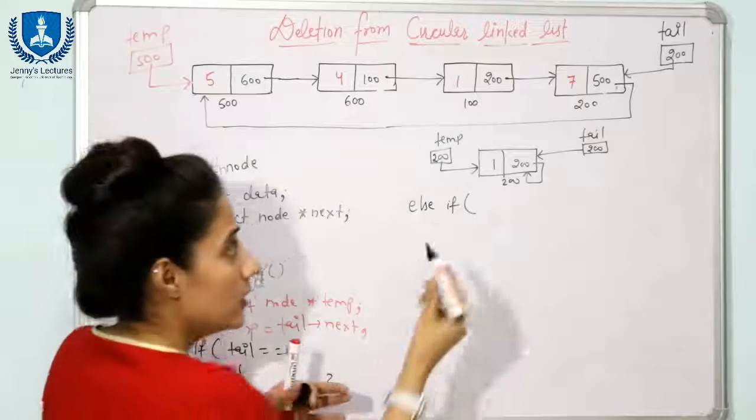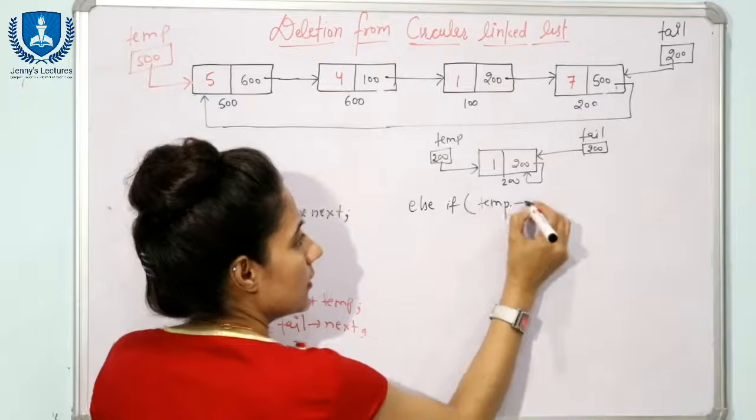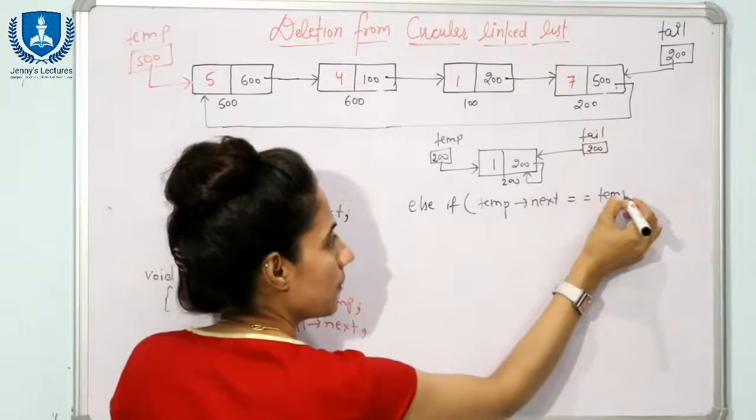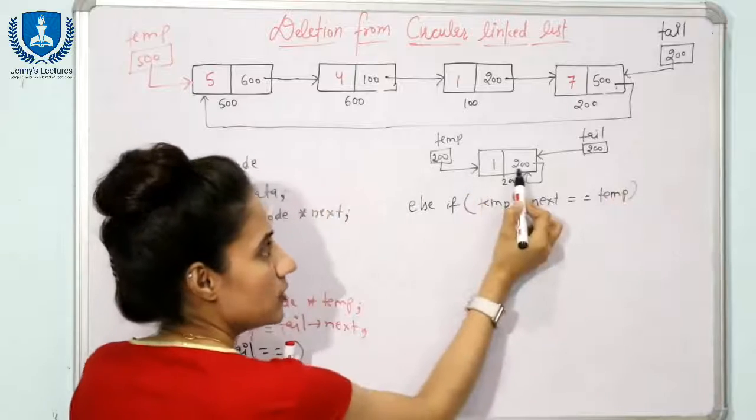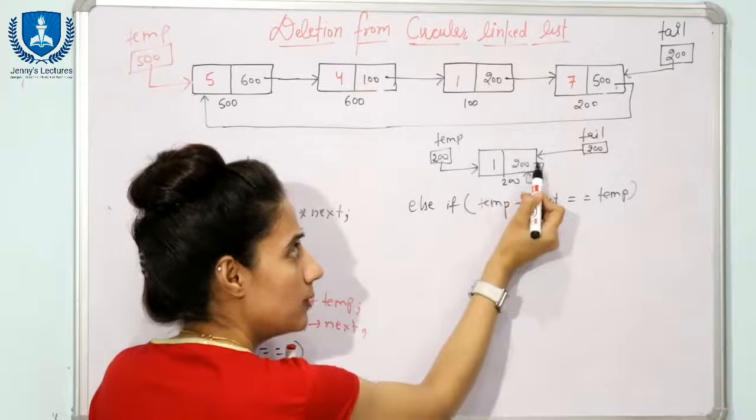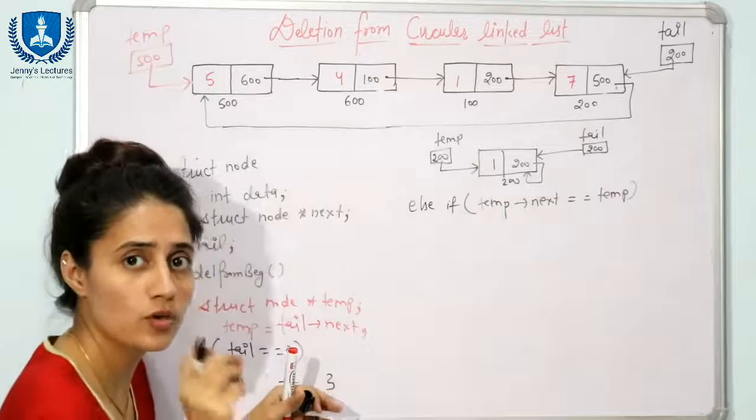Or you can see the temp of next. Here you can write temp of next equal to temp. Temp of next means this thing equal to temp, that is 200 only. It means it is pointing to itself, right? So you can say in the list we have only one node.